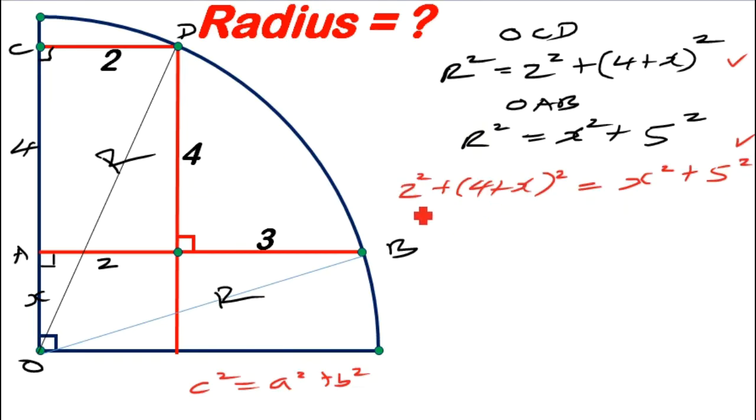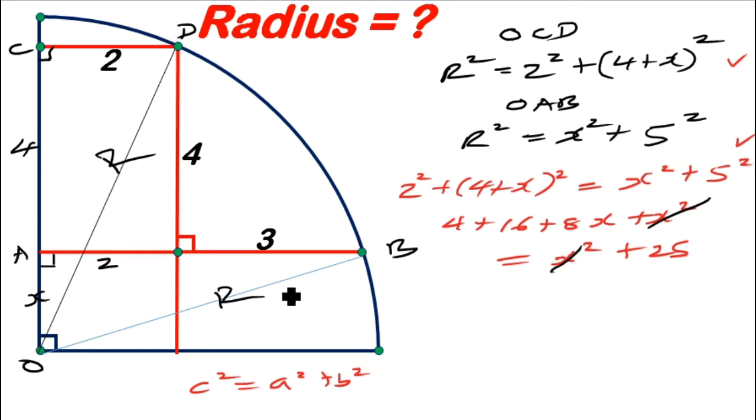If you expand this, 2 squared of course is 4, then plus 4 plus X squared. You can use the quadratic identity, then you get 16 plus 4 times X is 4X times 2 is 8X plus X squared, equals X squared plus 5 squared, which is 25. Now, X squared will cancel on either side of the equation. We remain with 4 plus 16 is 20 plus 8X, equals 25.